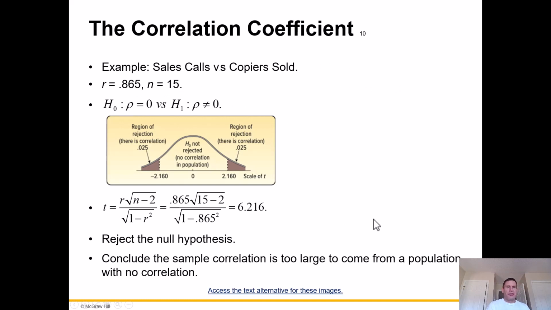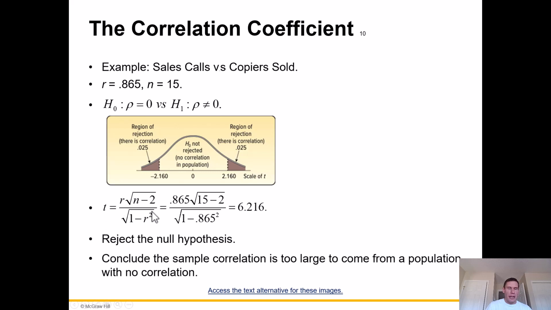So go back to our sales calls versus copiers sold example. We come up with an r of 0.865, and we have n equals 15. I went ahead and put out the null hypothesis and the research hypothesis again. You can see here we've got the critical values, negative 2.160 and positive 2.160. Remember, if it's in this region, we're not rejecting the null. If it's over here or over here in these brown shaded areas, then we're accepting the research hypothesis and rejecting the null hypothesis.